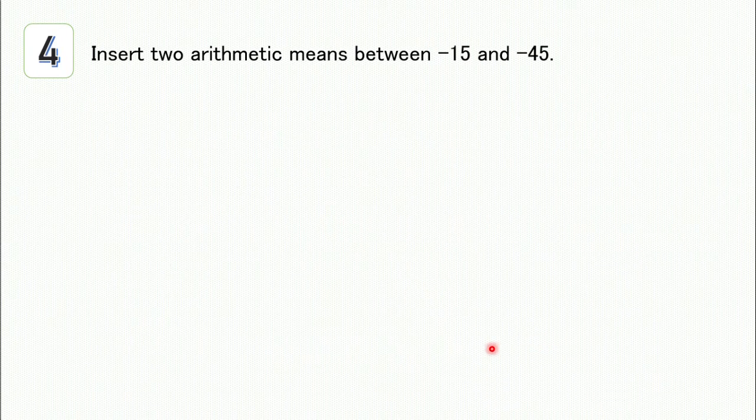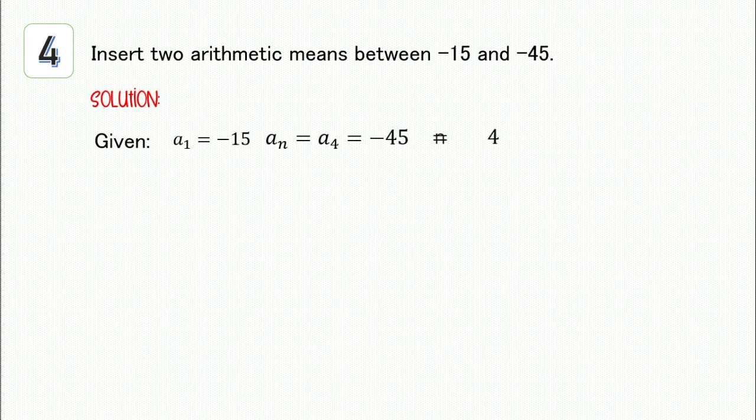Okay, for the next example, number 5, insert two arithmetic means between negative 15 and negative 45. We can insert more than one arithmetic means in two consecutive terms. So, in this problem, mag-add tayo ng two arithmetic means. So, solution nito, let's have all the given. Yung a sub 1 natin is negative 15. Tapos yung a sub n natin, yung last term, since dalawang arithmetic means yung ilalagay natin between negative 15 and negative 45, ibig sabihin meron tayong apat, no? Apat na terms. At yung a sub 4 natin is negative 45. Tapos yung n or number of terms is 4.